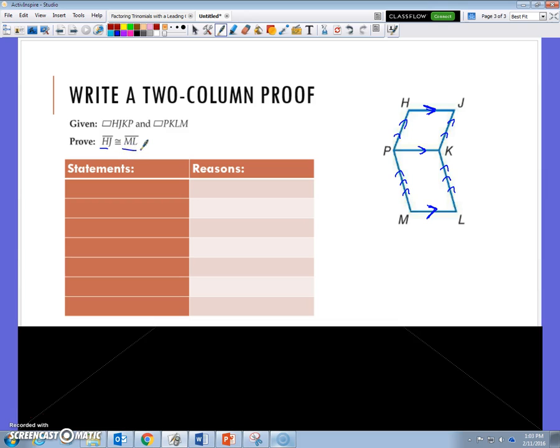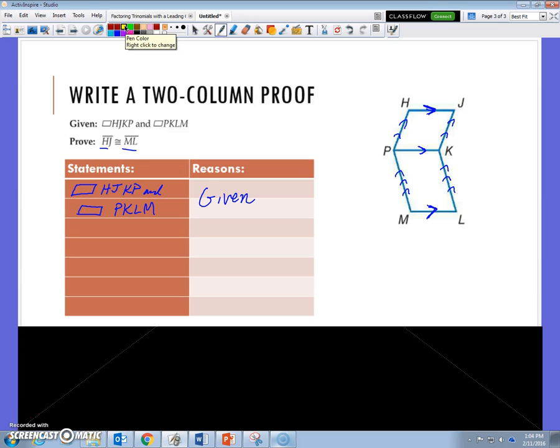All three of those must be parallel, and that's what we're trying to prove. HJ is congruent to ML. We need to know that, first of all, we're going to use the given: parallelogram HJKP and parallelogram PKLM. We're given that there's two parallelograms. All right, so let's start. I think I'm going to switch colors here because it's kind of hard to see. I'm going to go to yellow.